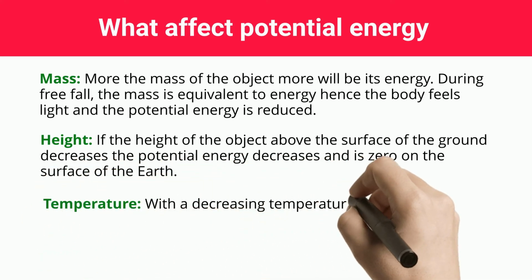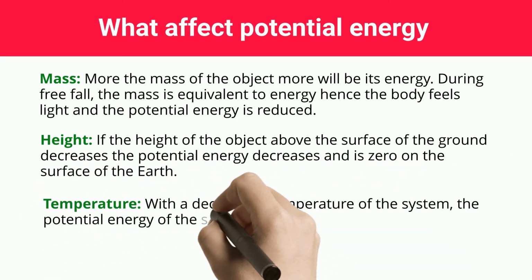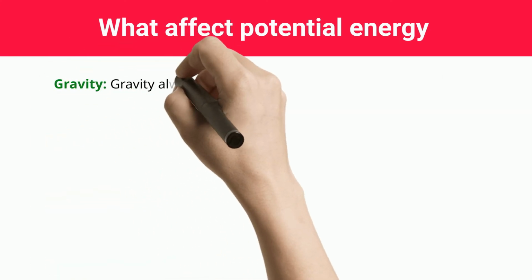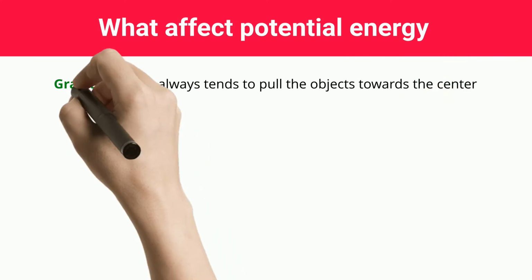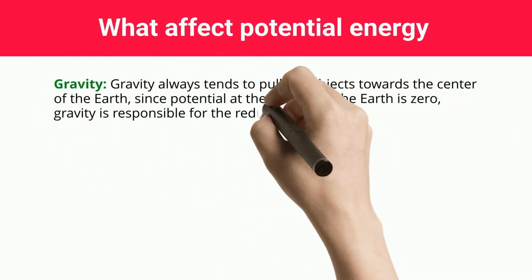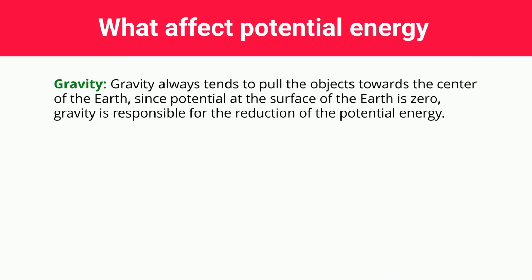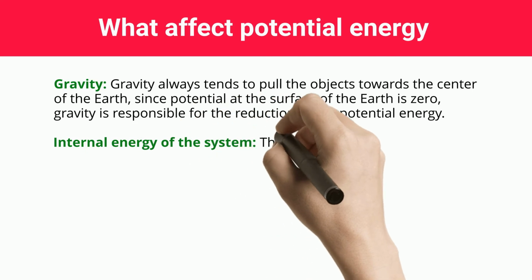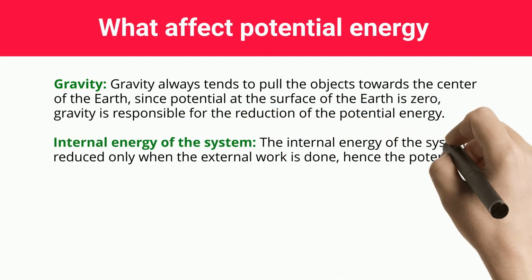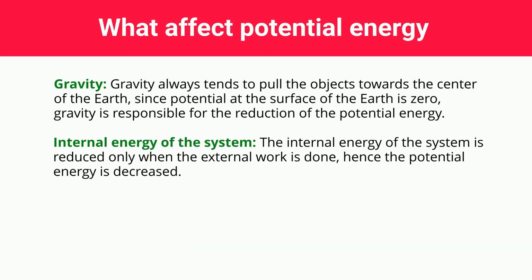Temperature. With a decreasing temperature of the system, the potential energy of the system also lowers. Gravity. Gravity always tends to pull objects towards the center of the Earth. Since potential at the surface of the Earth is zero, gravity is responsible for the reduction of the potential energy. Internal energy of the system. The internal energy of the system is reduced only when external work is done, hence the potential energy is decreased.